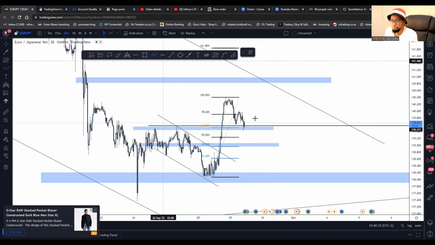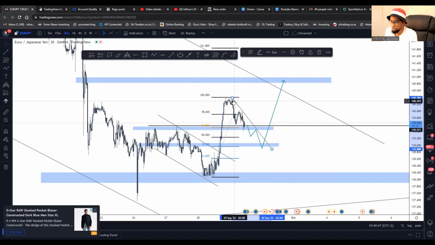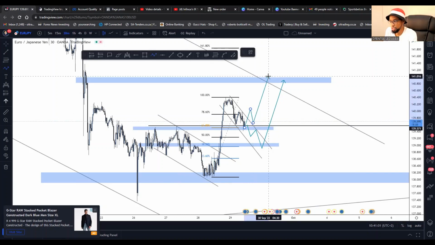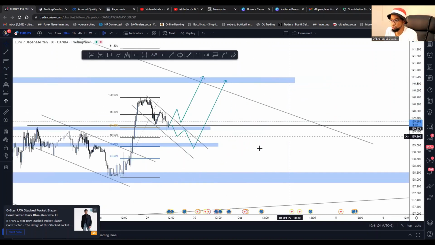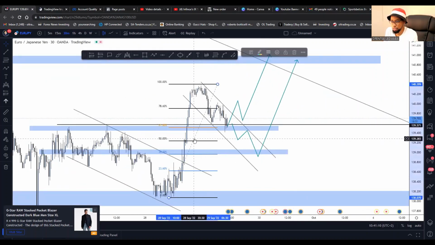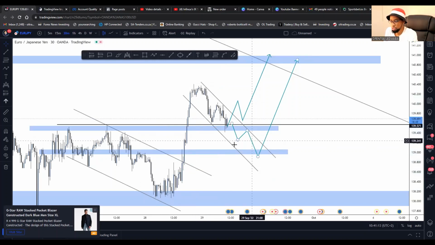So I'll see if we can do this stronger. But even if we break here, and then come back to retest, then trade. So you can see that I'm bullish on EURJPY. That's what I'm expecting to happen currently.